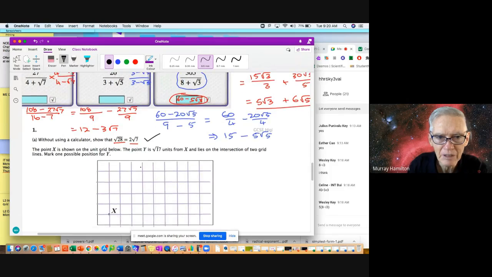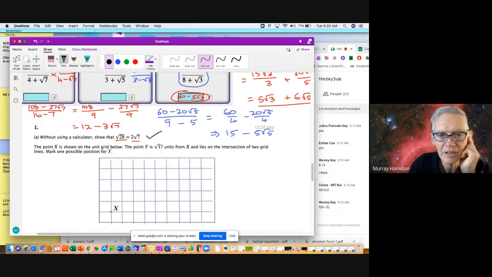The next point, it says that x is on a grid, unit grid. The point y is the square root of 17 from x, and it lies at the intersection of 2 grid lines. So it lies here, or here, or here, or here, or see, it lies on those various points. That's what we're looking for, to see which point it lies on. Possible solution of y. Mark one possible solution of y. How do we do that?